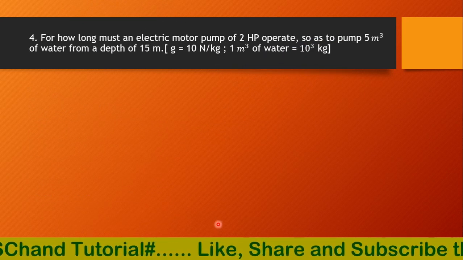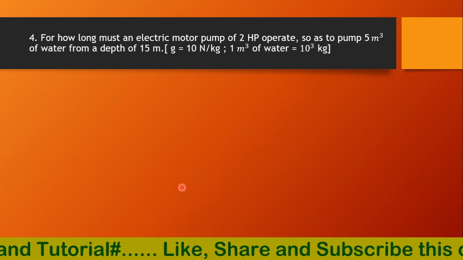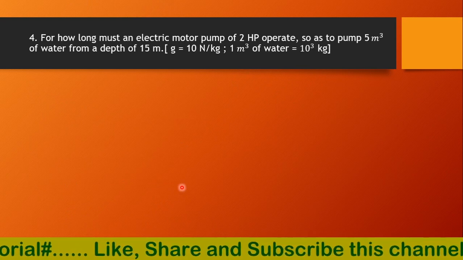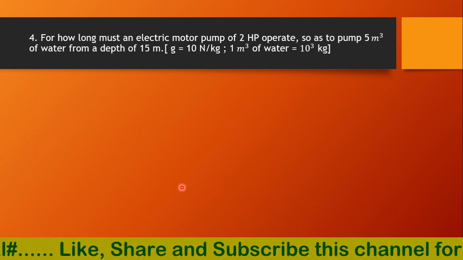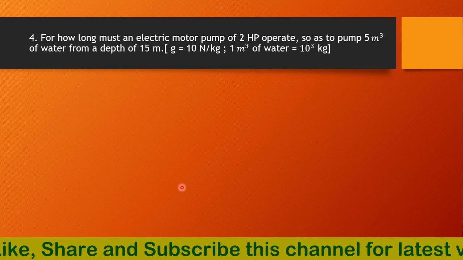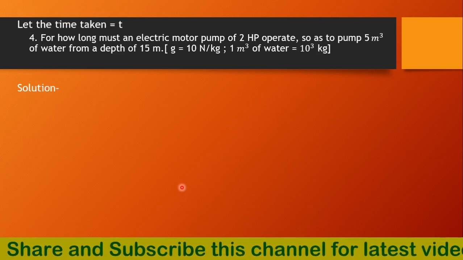Then we have number 4. For how long must an electric motor pump of 2 horsepower operate so as to pump 5 meter cube of water from depth of 15 meter? g is given 10 Newton per kilogram, and 1 meter cube of water, you know, is 1000 kilogram. So here we have the solution.